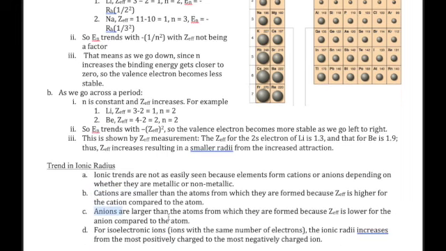Anions are the opposite. You're gaining an electron, so you're generating extra electron-electron repulsion because of the extra shielding. Now that's going to lower your Z effective. You're going to get a bigger species, larger than the atoms that they come from.